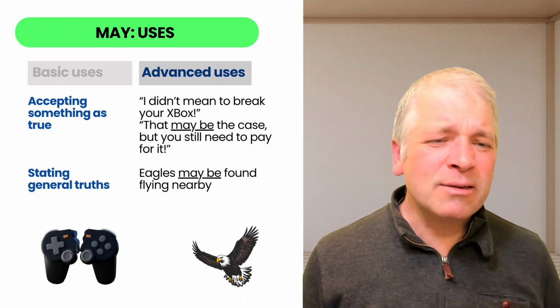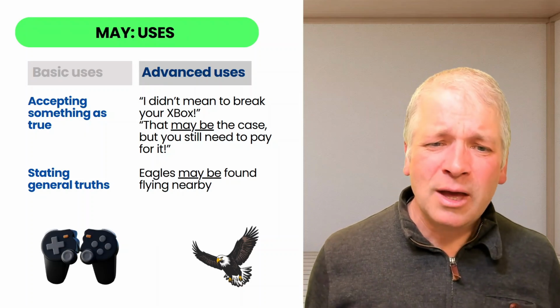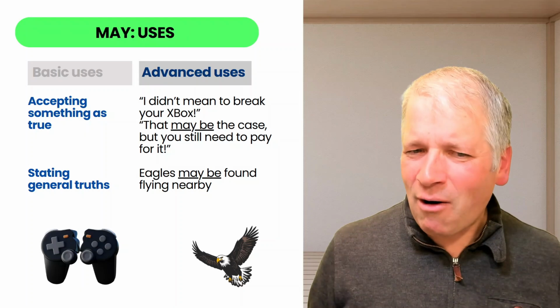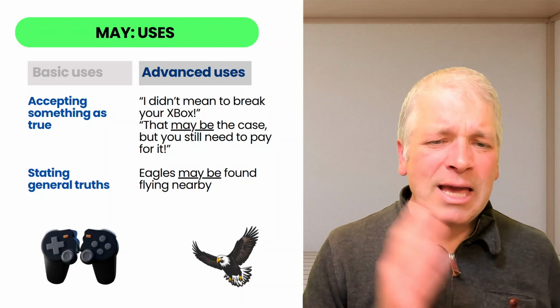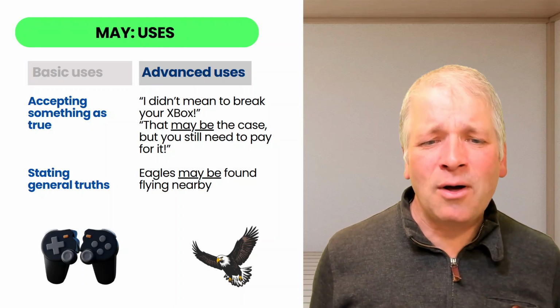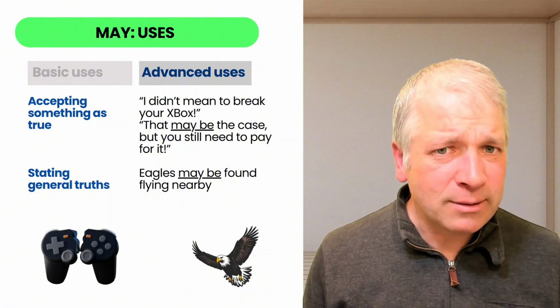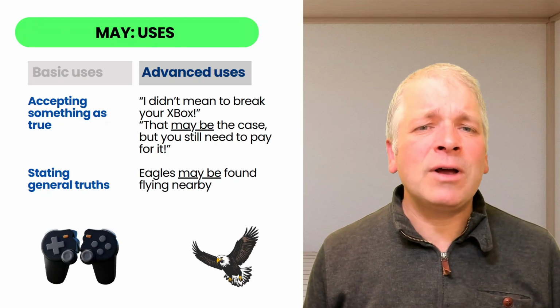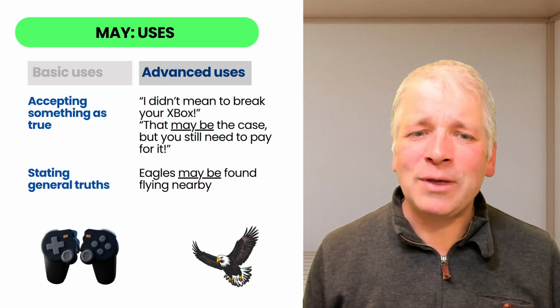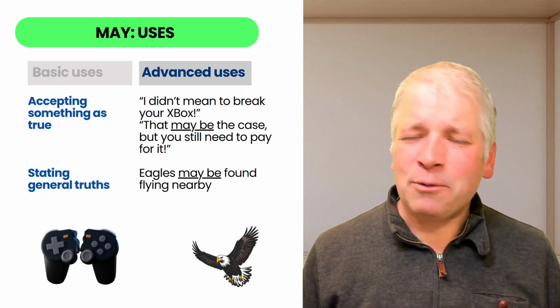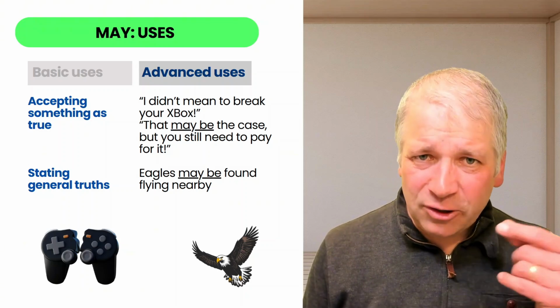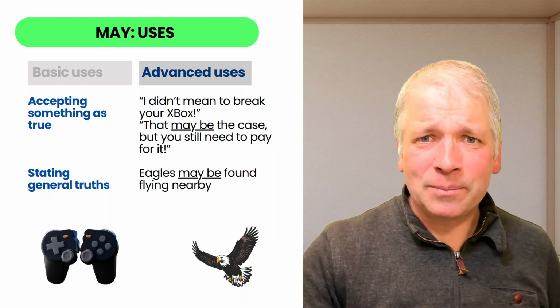And another use is simply for stating general truths. If you live in a place where there are eagles, then you could say eagles may be found flying nearby. And here we may mean a possibility, but we might simply be referring to what's generally true about the area. Eagles may be found flying nearby. This is something true about nearby.